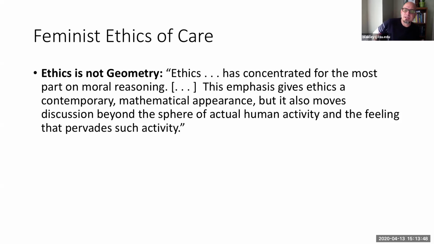This emphasis gives ethics a contemporary mathematical appearance, but it also moves discussion beyond the sphere of actual human activity and feeling that pervades such activity. So just think of Kant, where we have to clear moral reasoning of everything that's merely empirical, contingent to myself, like my mental states, my psychological states, or in utilitarianism, where I have to be an impartial, disinterested and benevolent spectator, right, and just calculate utility, or run a universalizability test, right? That gives the feel of moral decision-making more like an algorithm than the way in which we experience morality in our everyday lives. This is her point here.